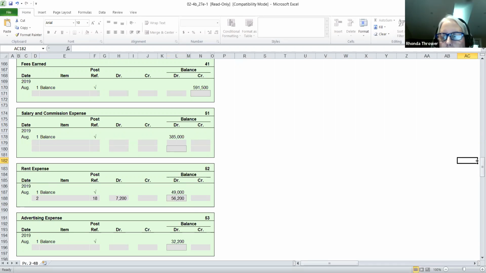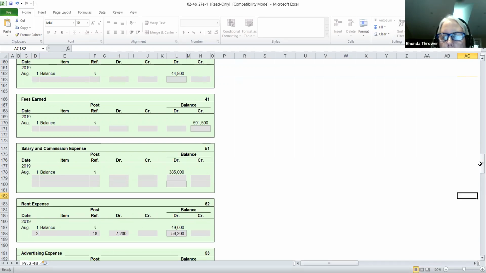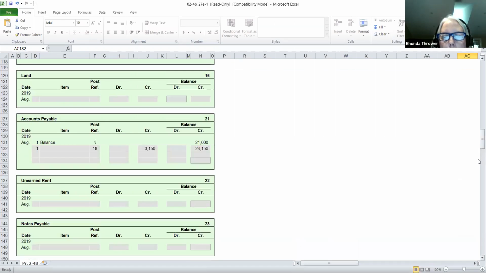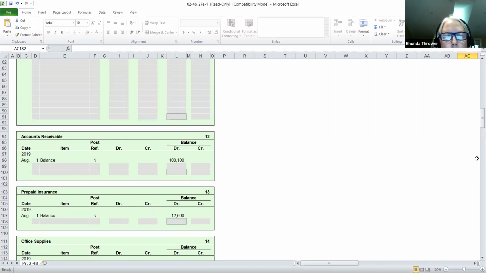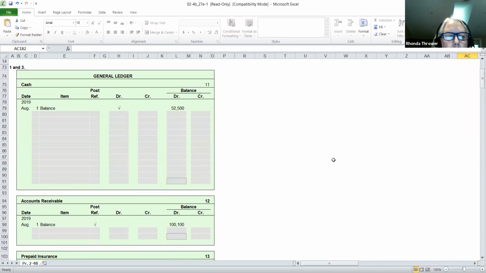my cash account. And cash is always your first account, so it's going to be up toward the top of your ledger. Notice cash too has a whole lot more transactions involved in it, so it's a little bit bigger for you. You're going to put in the date where you used your cash, which was August the 2nd for this transaction. I'm going to go to my post reference.